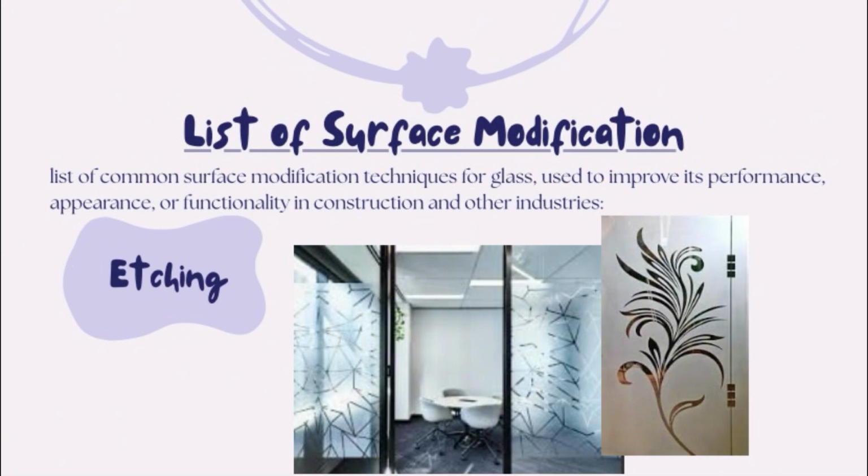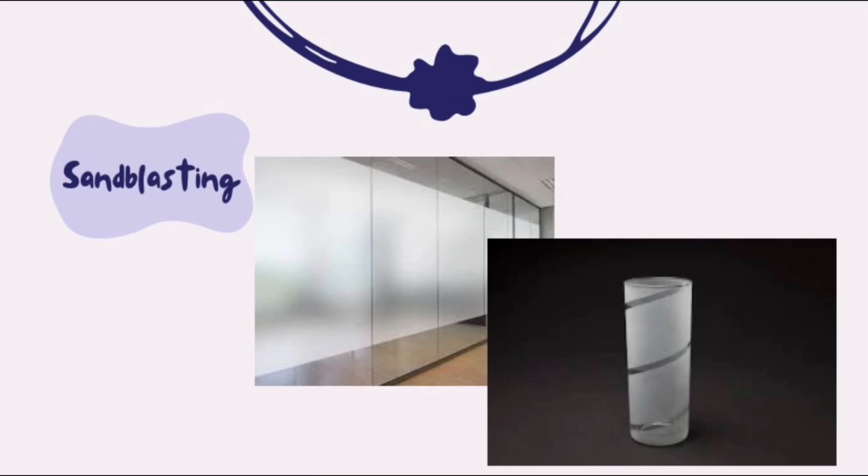First, etching. This process uses acid or abrasive to create patterns or textures on the surface, often for decorative or privacy purposes. Next is sandblasting. High pressure sand is blasted onto the surface, creating a frosted or matte finish that diffuses light.